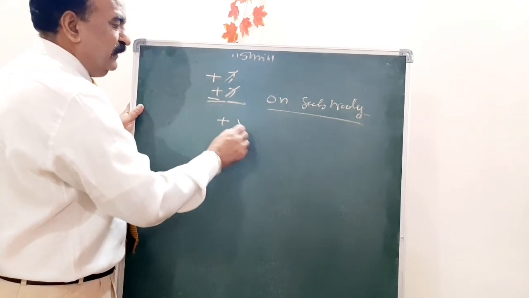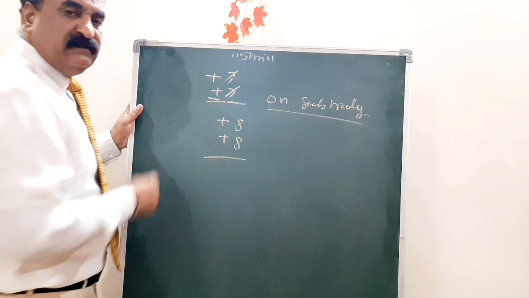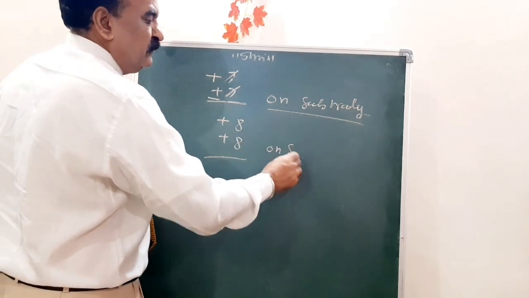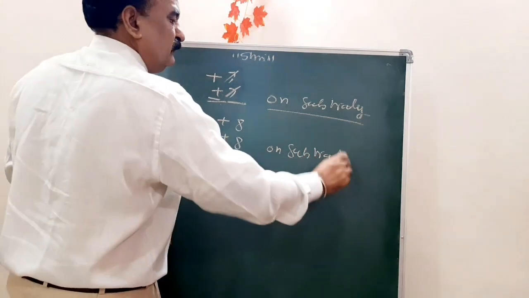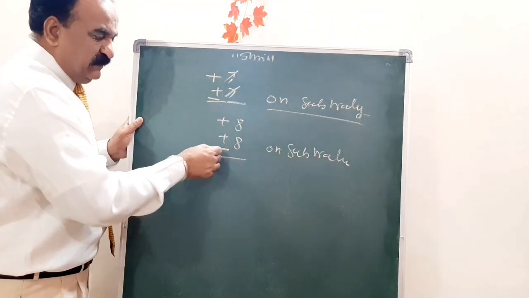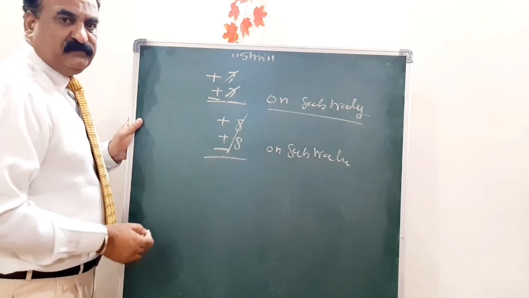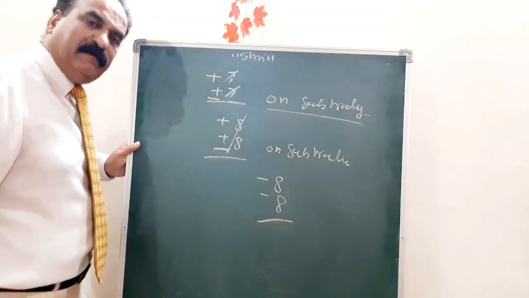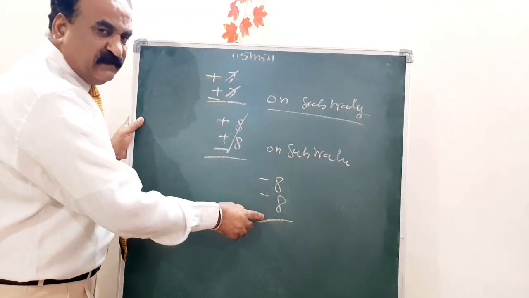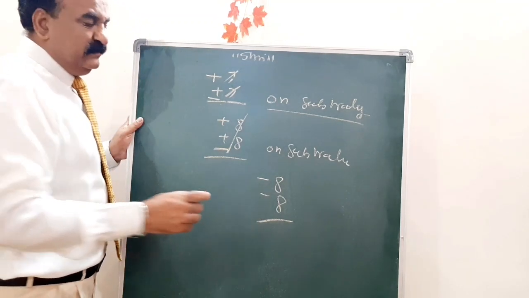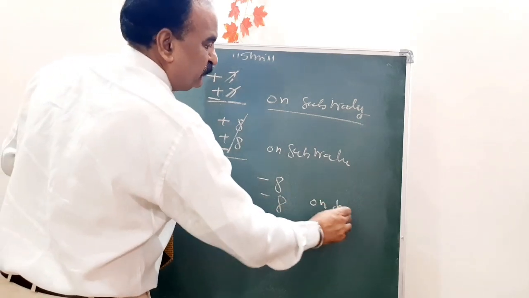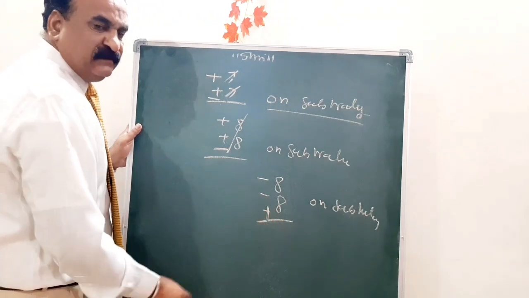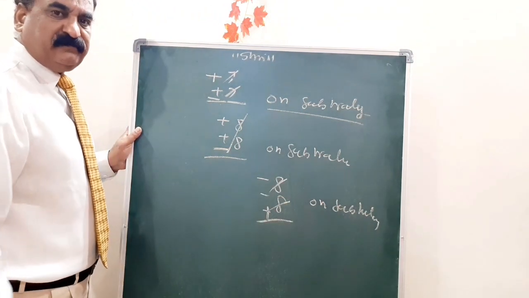On subtracting means you will change the sign here. If I am writing here 8 and here 8, and if I want to cancel them, then I will write here on subtracting. This plus sign becomes minus sign and it will cancel. So somebody will ask me, sir, if minus 8 and minus 8 is there, then what will happen? And if I want to cancel them, then I will write here on subtracting, and this minus sign becomes plus, and both terms will get cancelled.